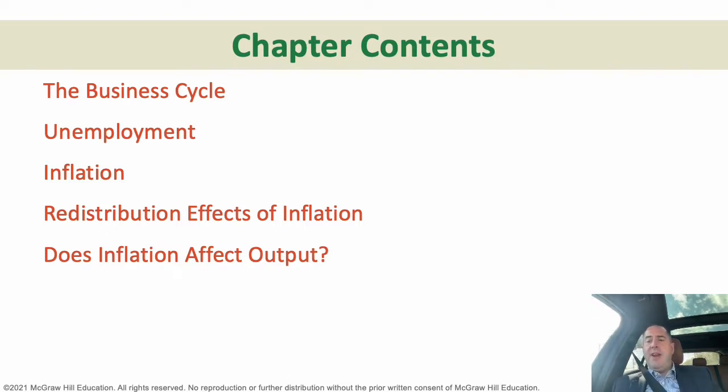Explain how unanticipated inflation can redistribute real income. Explain how inflation may affect the economy's level of real output. So pretty relevant for the period of time we have going on today.